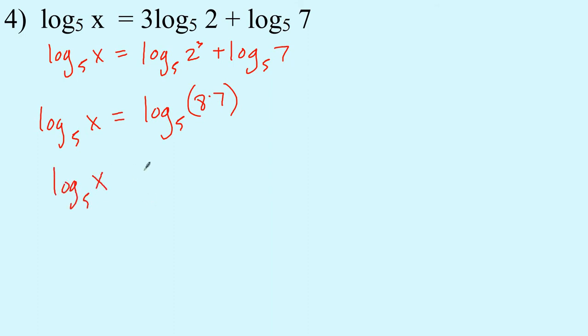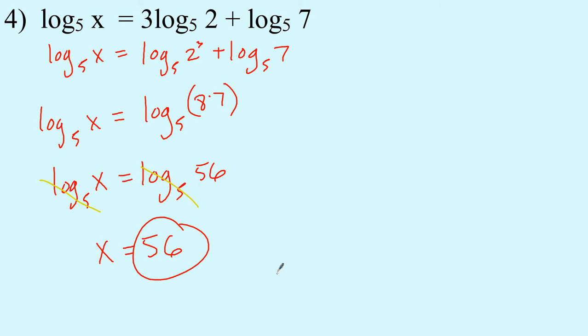So log base 5 of x equals log base 5 of 56. If the bases are the same, you essentially chop off the logs and the arguments are equal. So x equals 56. We can plug it back in and notice we get a positive argument, so it should be good.